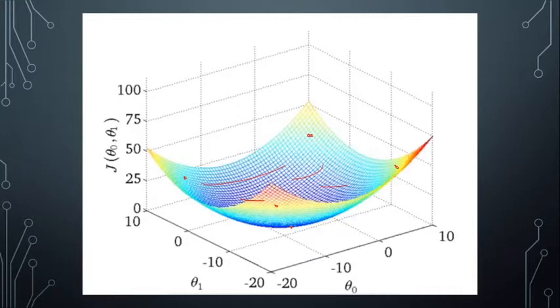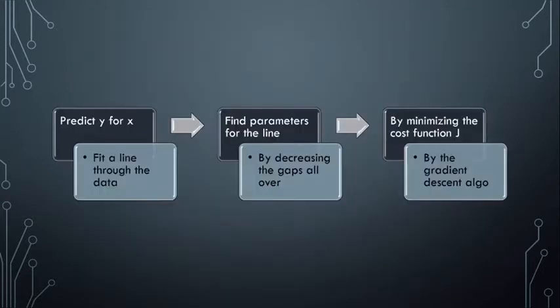So now that we have completed the conceptual part, I'm going to give you a short recap of what we've covered. We just have to predict a y value for every x value. We're going to do that by fitting a line through the data. How are we going to do that? We're going to find the parameters for the line, that is theta naught and theta 1.